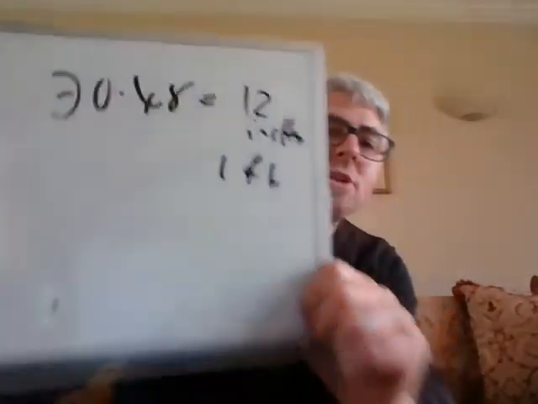So 2.54 is 1 inch, and 12 inches is a foot. So yeah, I just wanted to show you that. And 30.48 is 12 inches, and it's 1 foot as well. I just wanted to show you that.